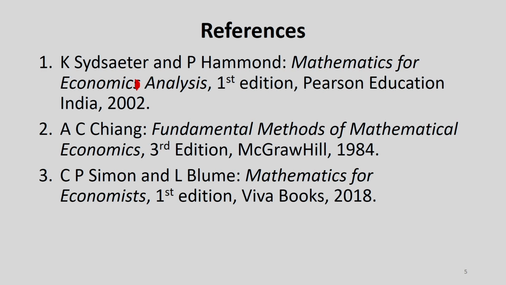This is the third edition, 1984, but this is the edition that is most familiar to me, and it is a very good book. It is a very classic kind of book which generations of economics students have read and benefited from. And then number 3 is Mathematics for Economists, first edition, Viva Books 2018 by Simon and Blume. And this is going to be a little bit advanced compared to the first and the second book, but a very good book. All 3 of them are quite insightful and interesting books.